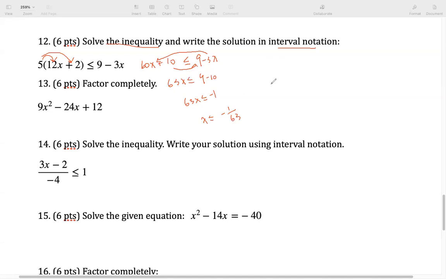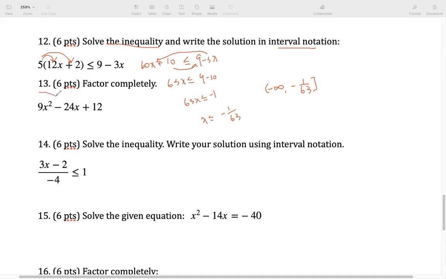And use interval notation. Less than or equal to, we're starting from -infinity because it goes to the left-hand side. Well, who's waiting on the left-hand side of the number? -infinity. Including -1/63, we use a bracket.